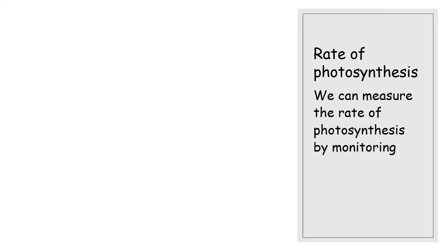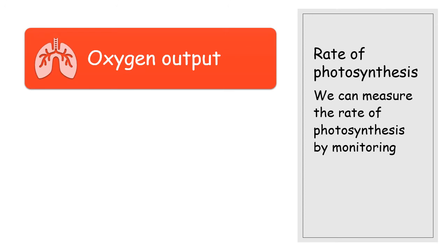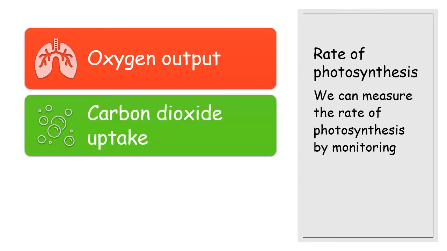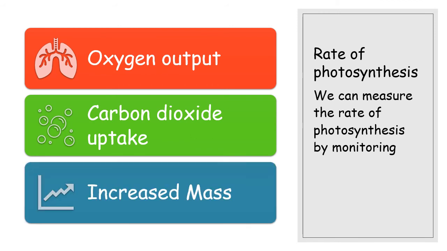So in the lab, we can measure the rate of photosynthesis by looking at a number of things. So we could look at the amount of oxygen that is released by the plant. We can look at the amount of carbon dioxide that's taken up by the plant. We can also even look at the increased mass. So we know that glucose is used for plant growth and making cell walls. So again, more photosynthesis means an increase in mass of the plant.